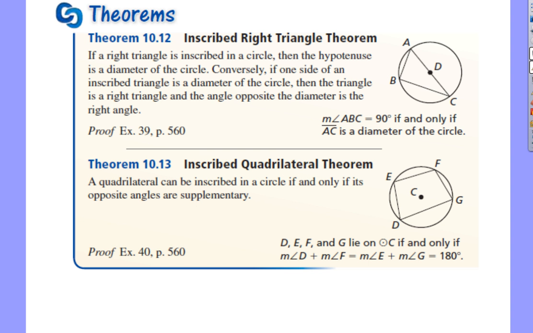Let's go back to our quadrilaterals. A quadrilateral can be inscribed if and only if its opposite angles are supplementary. Again, inscribed means all vertices on the circle. The only way that this works is if D and F add up to 180 and E and G add up to 180. The opposite angles have to be supplementary to one another.